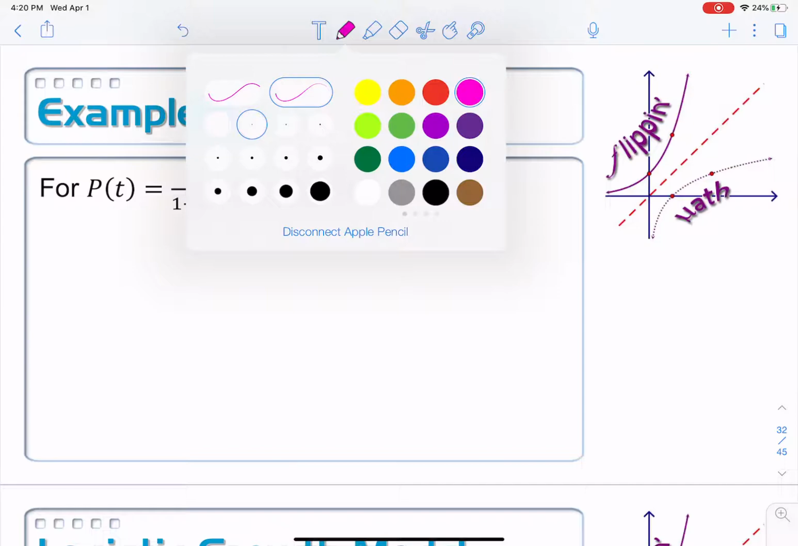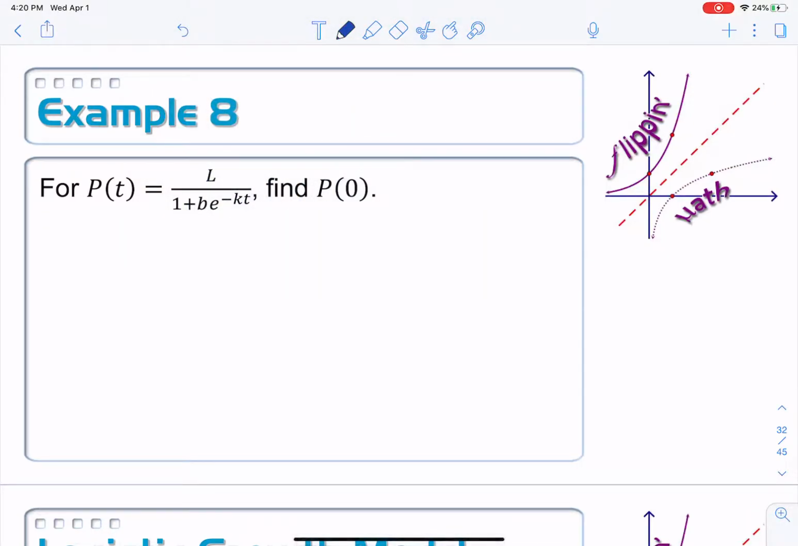So I'm going to plug 0 in for t, and I'm going to write it like this. P sub 0, as in initial population, is equal to L, carrying capacity, over 1 plus b e to the negative k times 0. Well, negative k times 0 is 0, e to the 0 is 1, and so we have a simplified equation. Initial population is equal to L over 1 plus b, which is fine and all, but usually what we do is we take this equation and we solve for b.